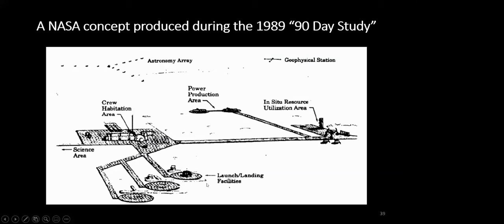And so you have these launch landing facilities, crew habitation area, science area, you have transportation corridors or roads, and then you have ISRU area, which is where the resources are or close to where the resources are. You definitely need power. A base needs to be power rich to be robust and fault tolerant. Then you may have an astronomy array out there, a geophysical station. So you can see that this is all driven by what you're trying to do.